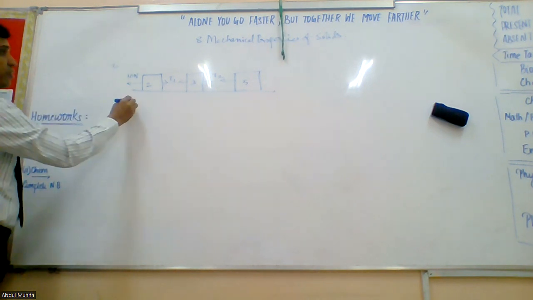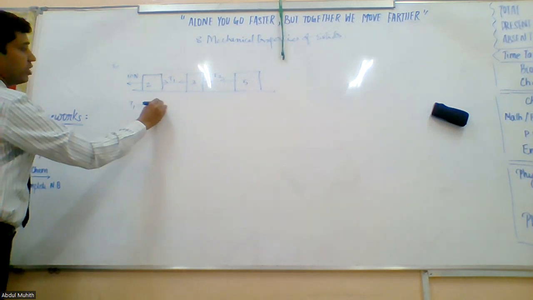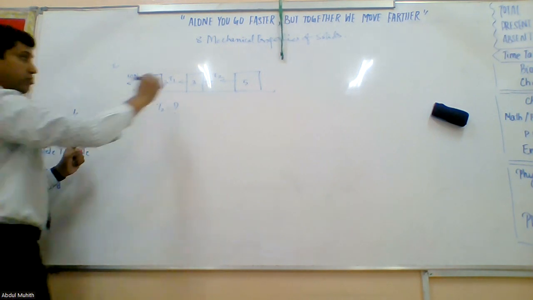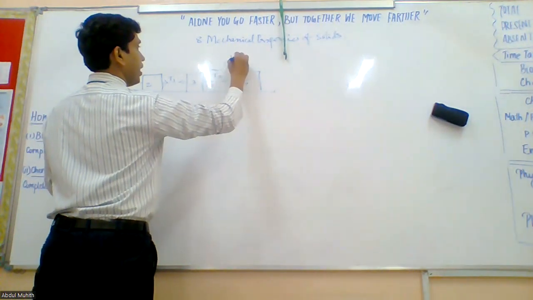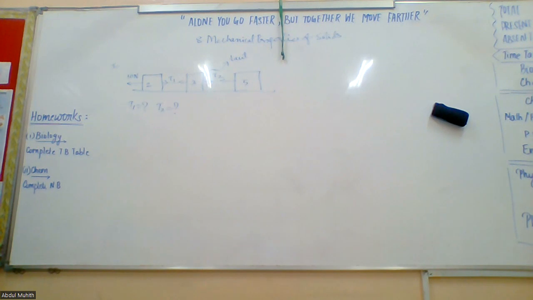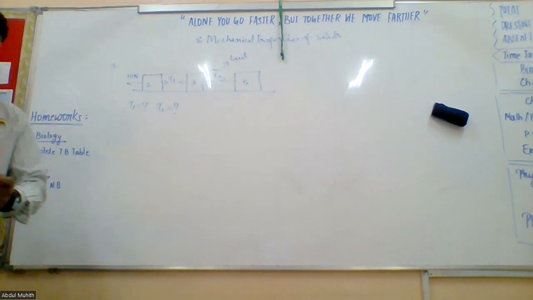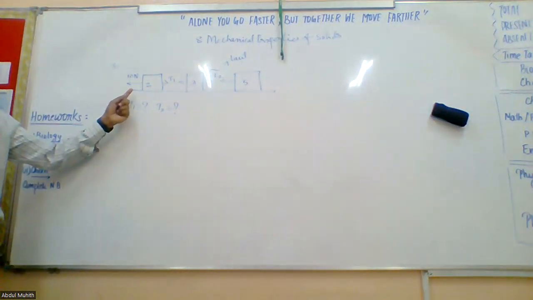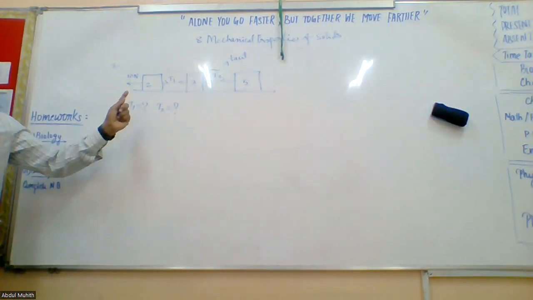Now listen. You need to find out what is T1 and what is T2. So now, when the string is taut. T-A-U-T, what is this? Taut means stiff. Now, when the string is taut, then what happens?